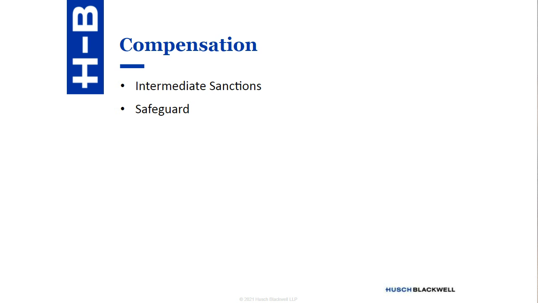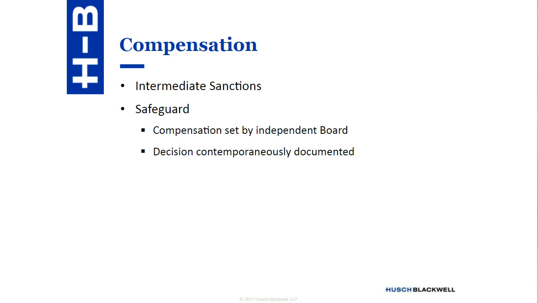Under these rules, if compensation is set by an independent board, the decision is contemporaneously documented, and in making that decision, comparative statistics are used, it establishes a presumption of reasonableness with the IRS, which can help avoid taxes that could be imposed on the officer or the organization.